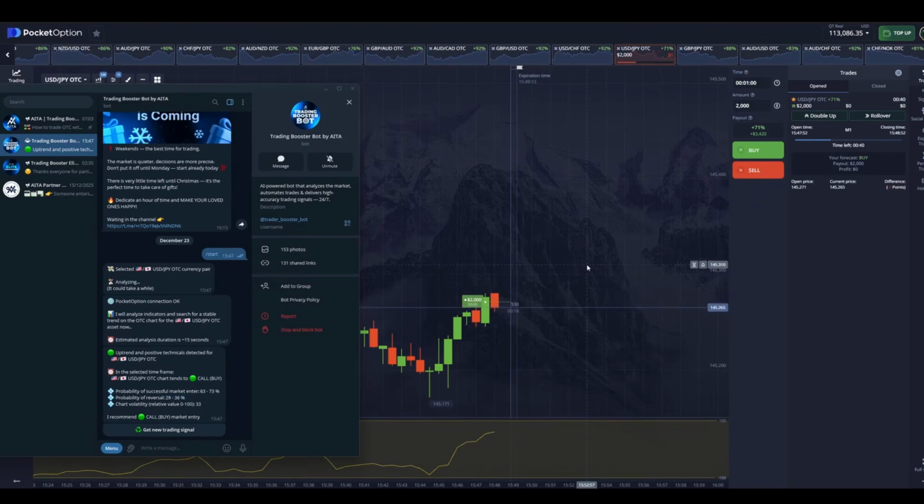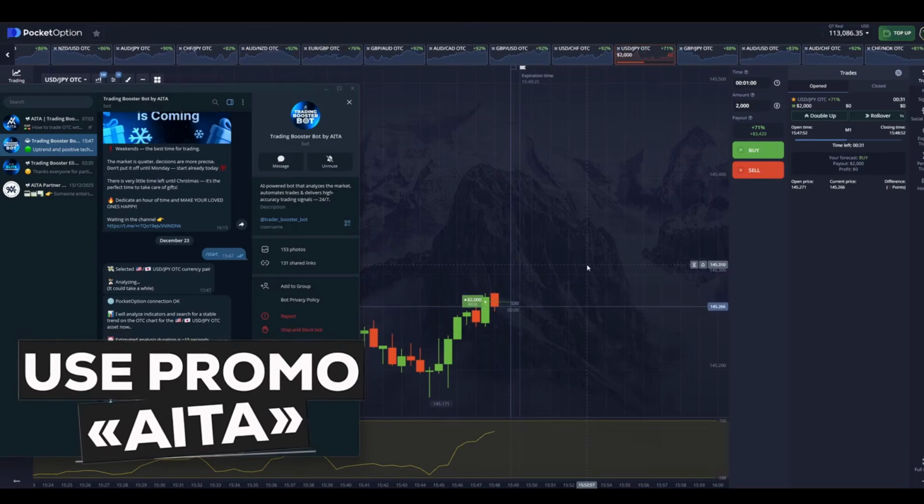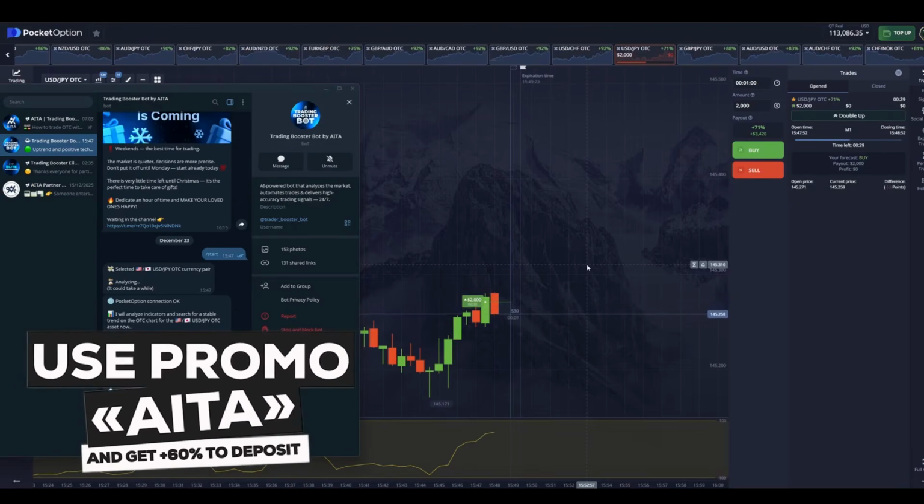In other words, think of it like a machine. Specifically, in terms of analysis, it's not a full-fledged bot that will open trades for you. It's a scanner that analyzes the market and then gives you a signal.